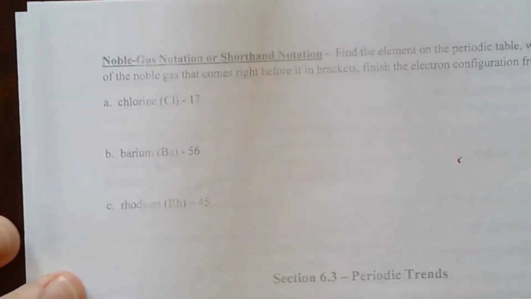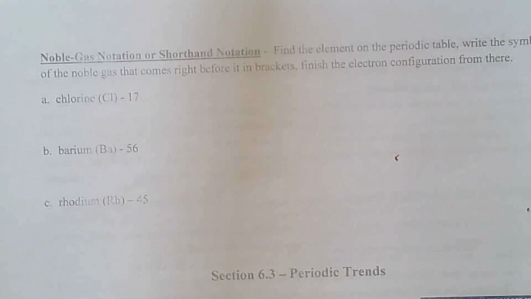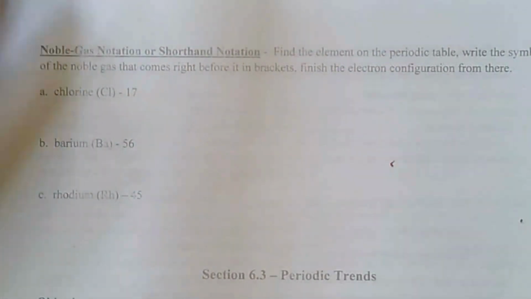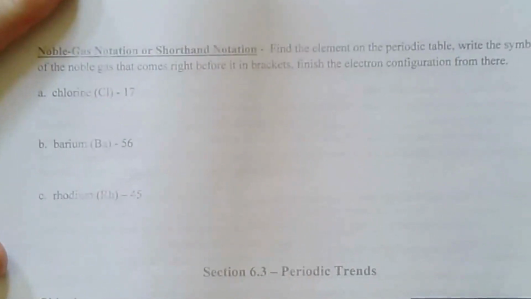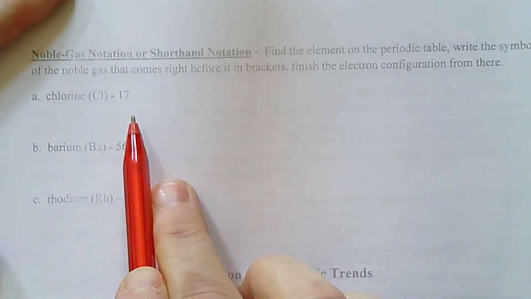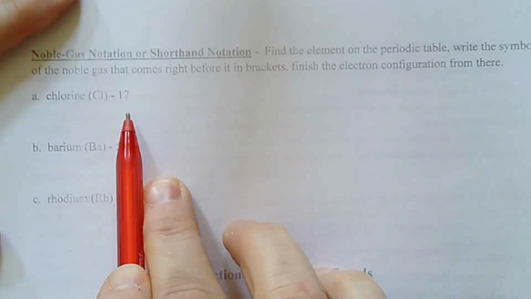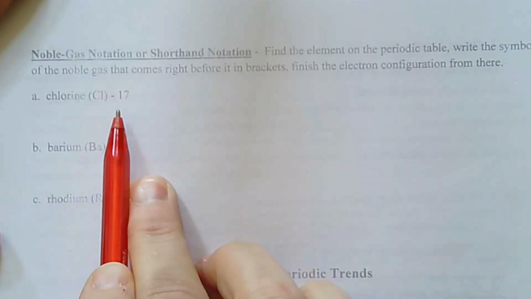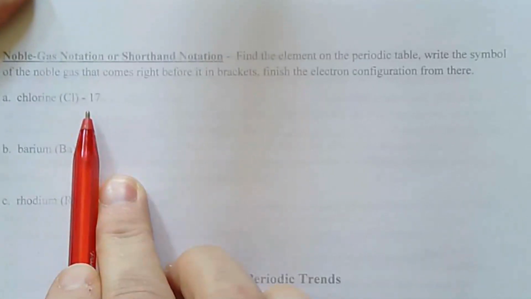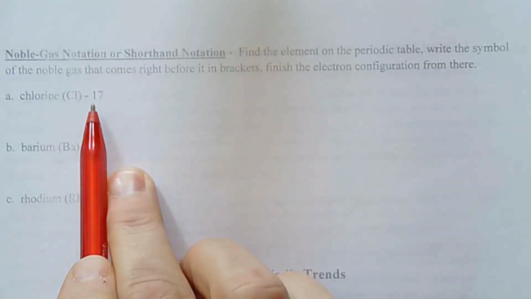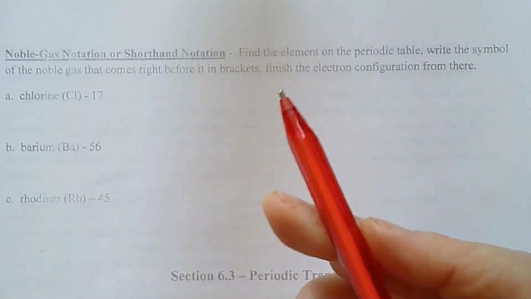Now, as you noticed with the uranium, that is a nightmare to have to write out. Would you want to sit there and write out electron configurations all day? No. So a shorthand notation or abbreviated notation was developed using the noble gases as basically placeholders. So you find which element you want the electron configuration for, and to do noble gas or shorthand notation, you then have to figure out the noble gas that came right before that element.